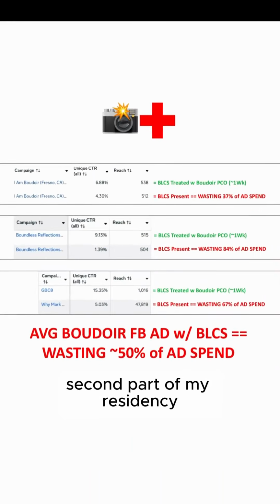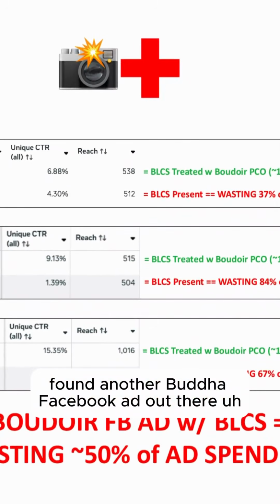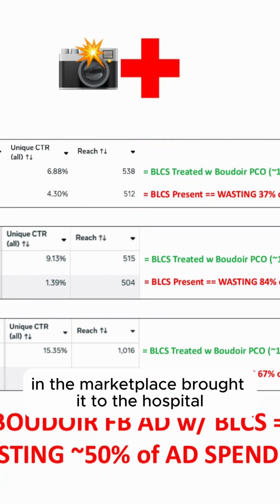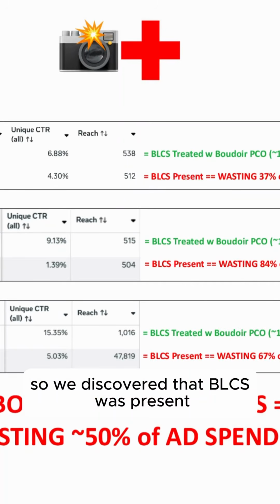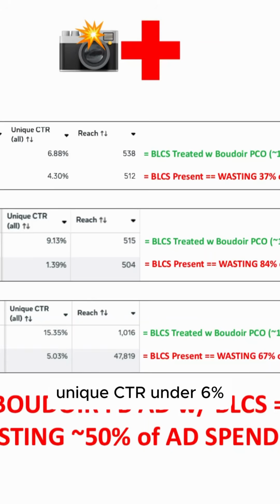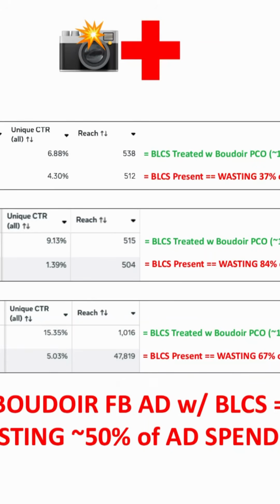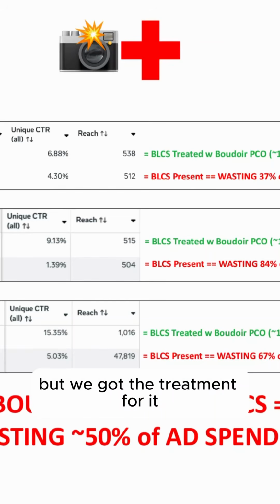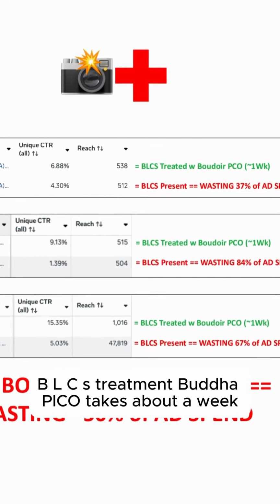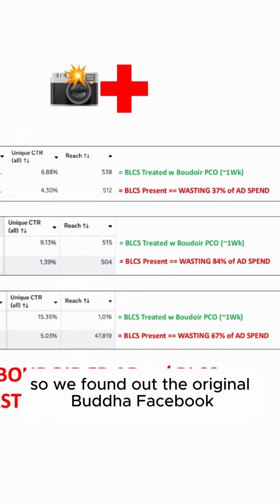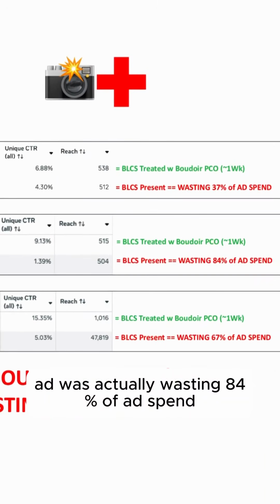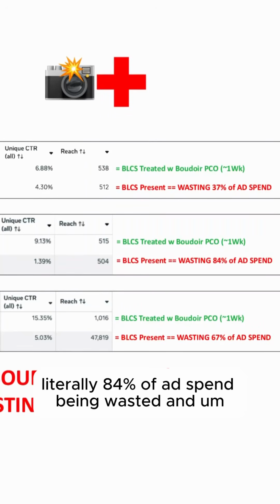All right, second part of my residency, we found another Boudoir Facebook ad out there in the marketplace, brought it to the hospital, and tested it out. Its unique CTR all was 1.39%. So we discovered that BLCS was present. Unique CTR all under 6% is BLCS, Boudoir low click syndrome, but we got the treatment for it. BLCS treatment with Boudoir Pico takes about a week. And as a result, we got the unique CTR all up to 9.13%. So we found out the original Boudoir Facebook ad was actually wasting 84% of ad spend, literally 84% of ad spend being wasted.